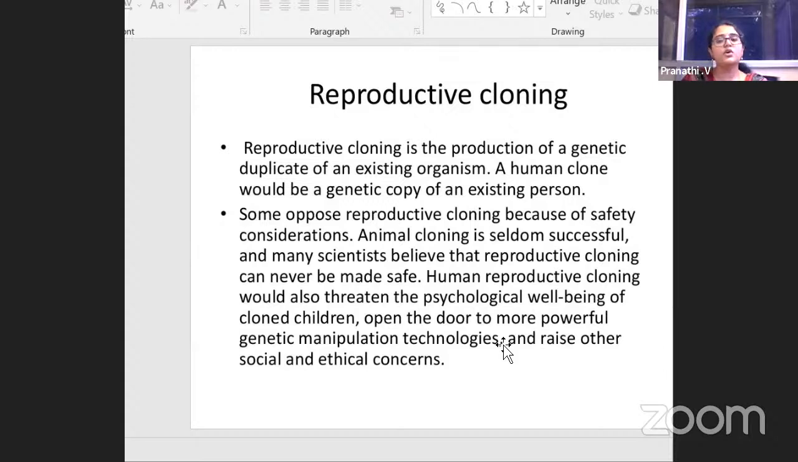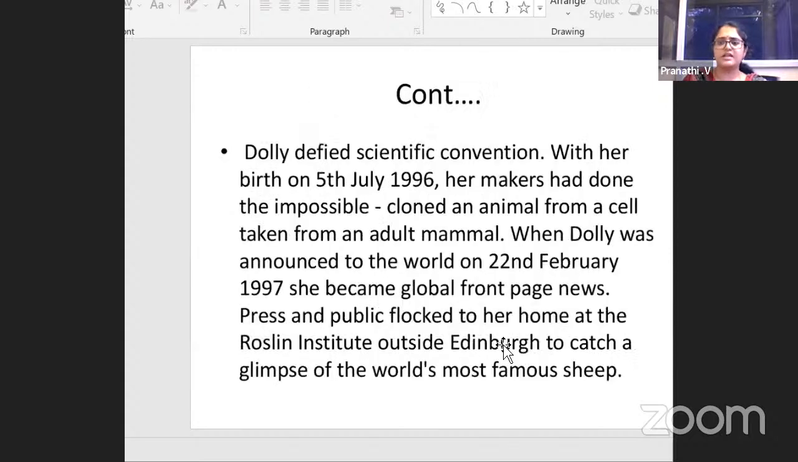So reproductive cloning has had a lot of ethical debate going on regarding it. The reasons being: is it necessary? Why are human clones needed? What is the psychology behind it, and what about the children? Why are we playing God? So basic ethical concerns and social concerns are there.